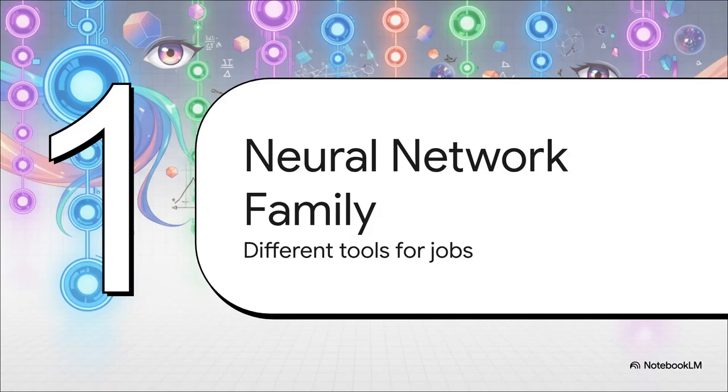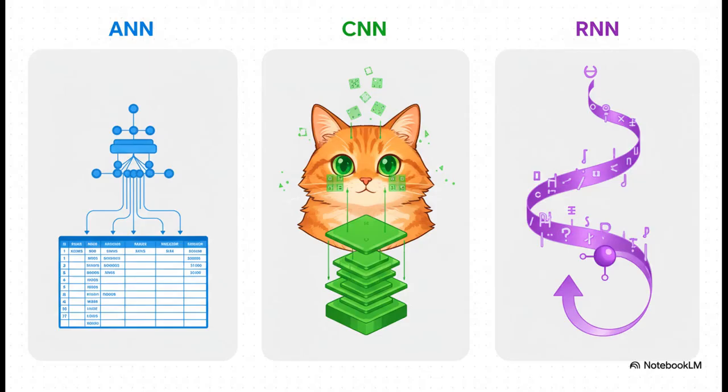Now, the network we've been describing is a pretty standard feed-forward network, but it's really just the beginning. Think of it as just one member of a whole family of neural networks where each one is a specialized tool designed for a different kind of job. The one we built, the classic ANN, is great for structured data, stuff you'd find in a spreadsheet. But if you're working with images, you'd use a CNN, a convolutional neural network, because it's built to understand spatial patterns. And for things that happen in a sequence, like words in a sentence or audio, you'd use an RNN, a recurrent neural network, because it has a kind of memory.